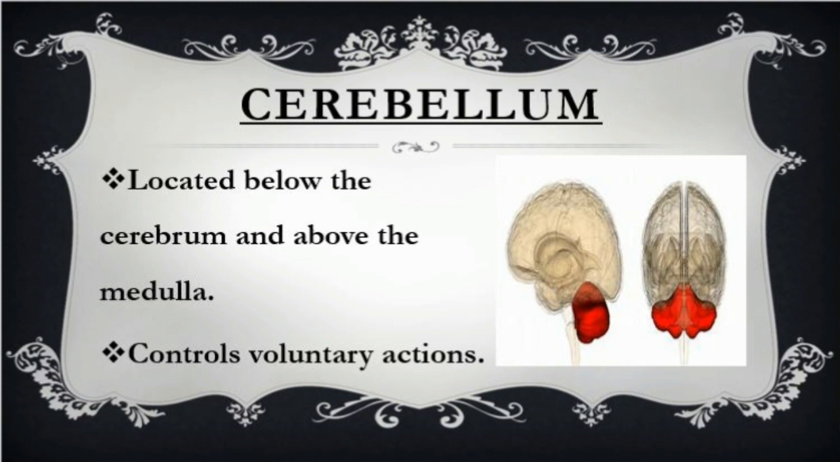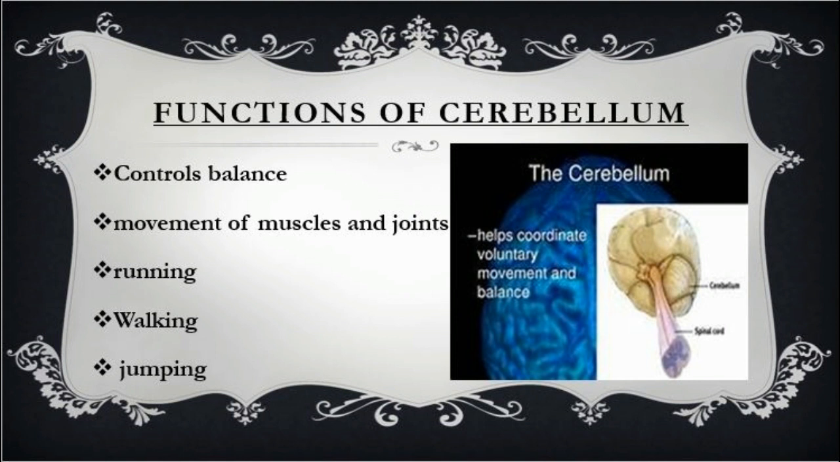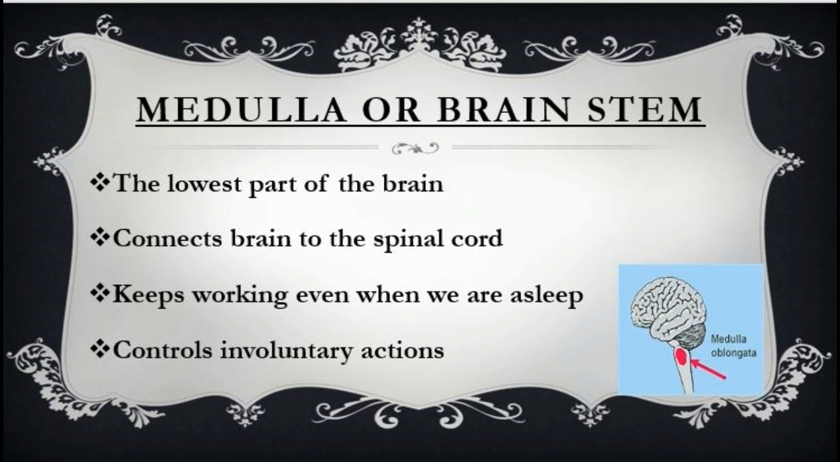It is located below the cerebrum and above the medulla. It also controls voluntary actions. The voluntary actions controlled by the cerebellum are balance of the body, movement of muscles and joints, running, walking and jumping. The lowest part of the brain is called medulla or brain stem.